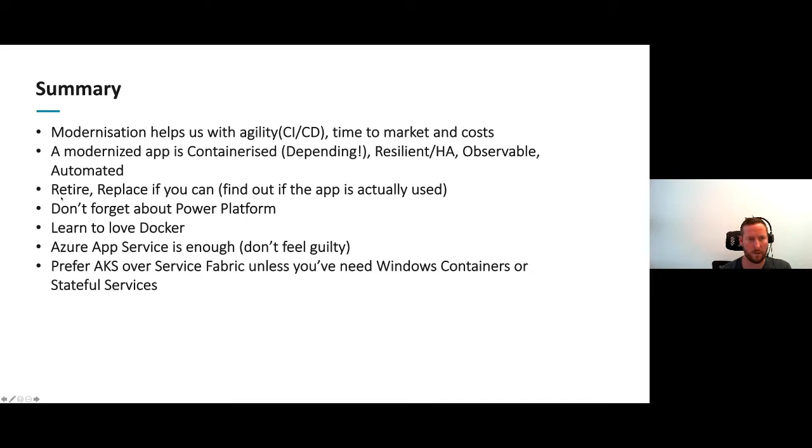If you can, look at the opportunity for retiring applications, or replace them if you can easily replace them. If you want to use the Power Platform to replace it, it's probably a good option to look at. Learn to love Docker because it runs everywhere. In some cases, Azure App Service is enough if you're running a small pool of applications. It is more expensive than running things in containers and microservices, but obviously you have to trade that off with how much work you're going to be doing managing your Kubernetes cluster. And prefer AKS over Service Fabric unless you need Windows containers or stateful services.